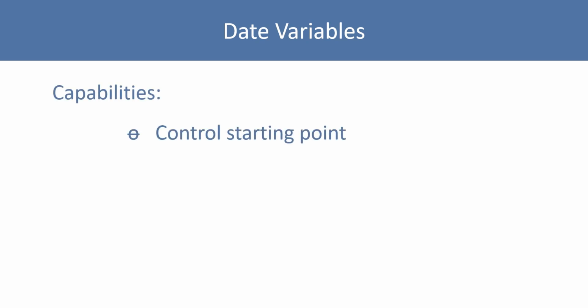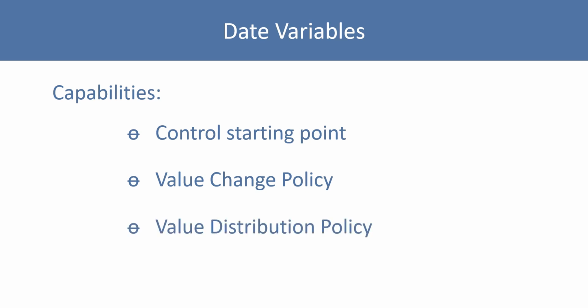The starting point can be controlled. There is a value change policy which shows the value that must change. That is, the levels are page, requests, virtual user instance level, transaction level, and so on. And there is a value distribution policy. There is only one value distribution policy that is present, which is scope.